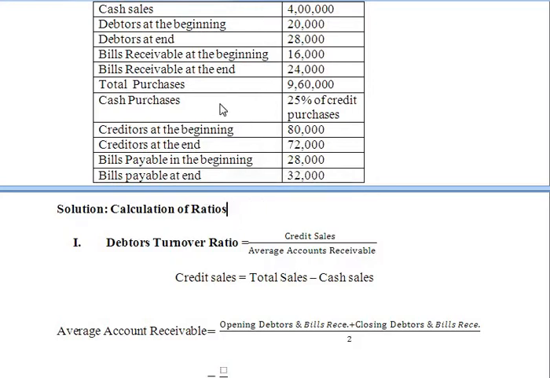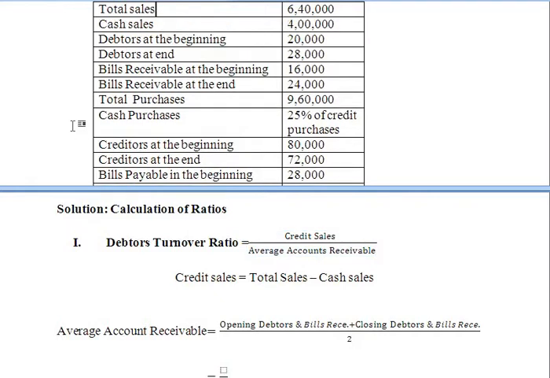Which is the first one? Debtors turnover ratio. The formula of debtors turnover ratio: credit sales divided by average account receivable. Now how will you find out credit sales? Whether the amount of credit sales is given in the problem.